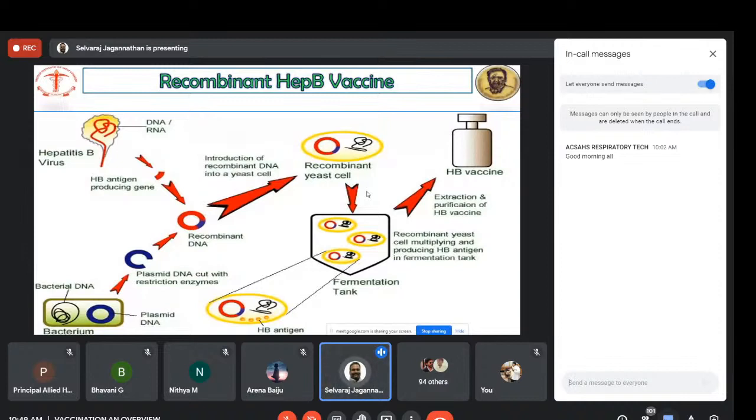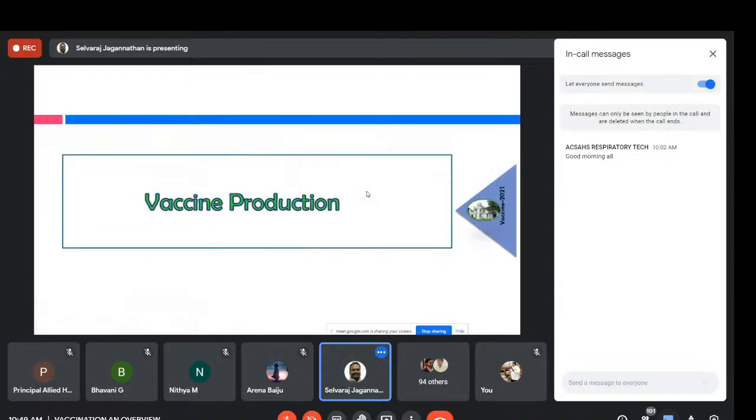From the fermentation, we harvest the culture containing hepatitis B protein. That protein we move for further extraction and purification. That is called the hepatitis B vaccine. That is a commercially available vaccine now. Okay, so that is a vaccine.